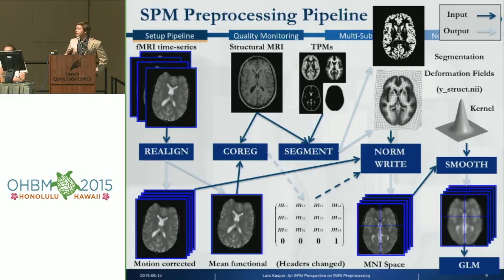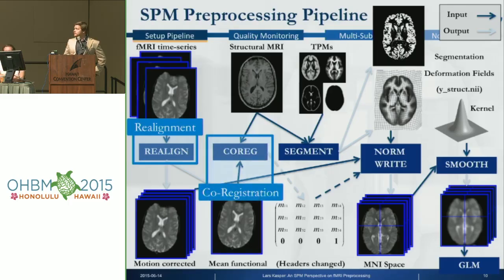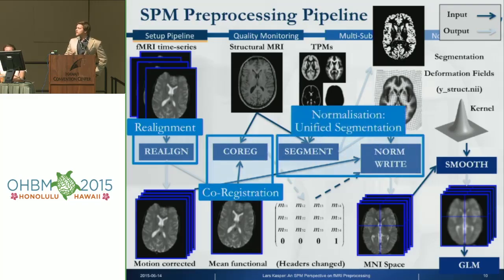So this is the overview of the pipeline, and you've seen that the realignment is in there, the co-registration, and there's also this combined approach of unified segmentation for normalization. And I want to give you just two theoretical bits of the SPM processing pipeline, just to give you an idea what the outputs you see later on mean.